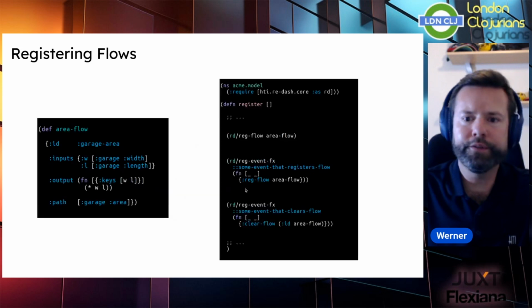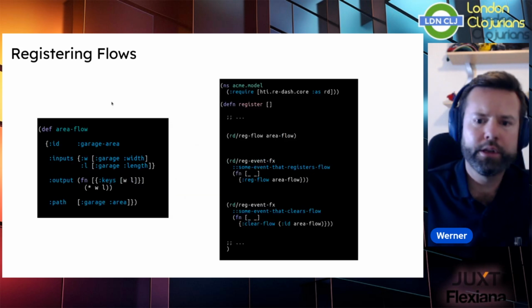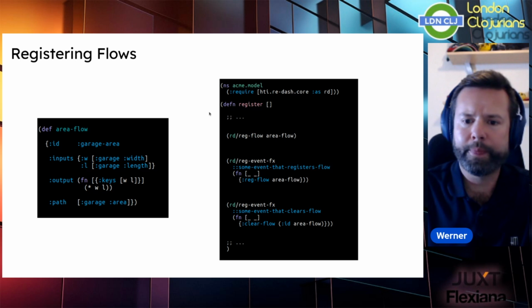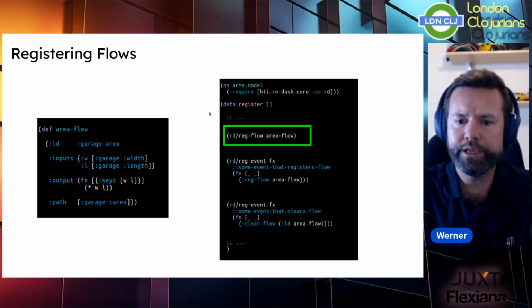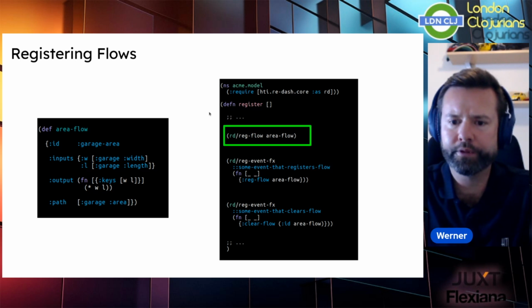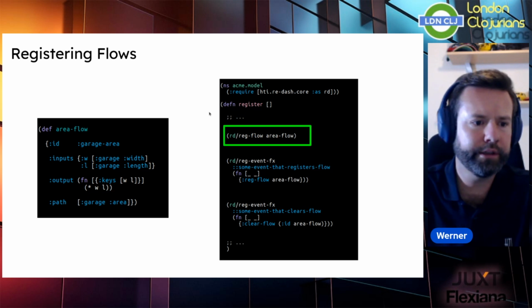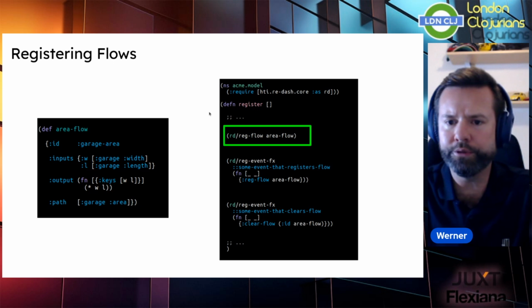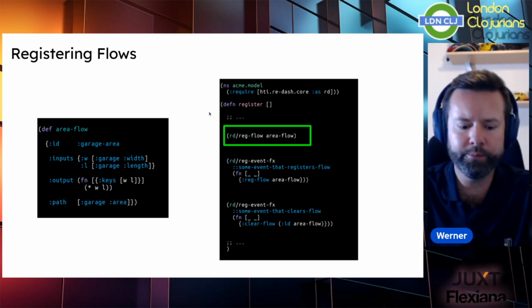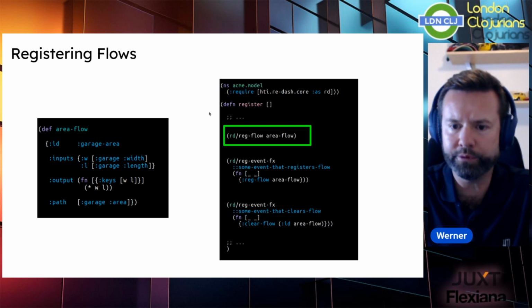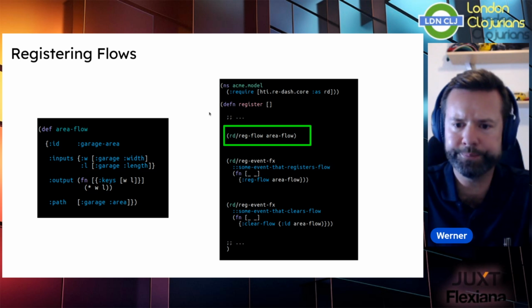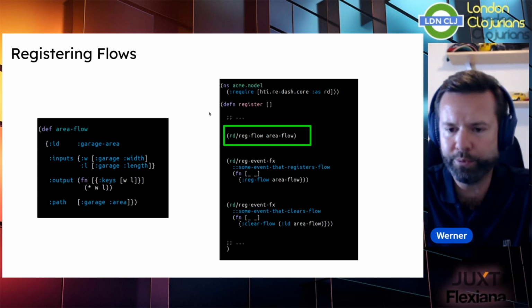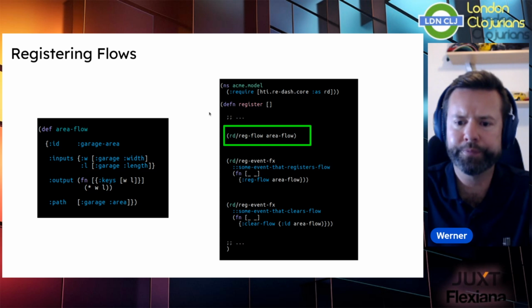How do we register flows? We have two ways. We can call the regFlow function in Redash, passing our flow definition defined on the left. This registers the flow at app startup once, and it's globally available, and it will always listen or run when events actually get handled.